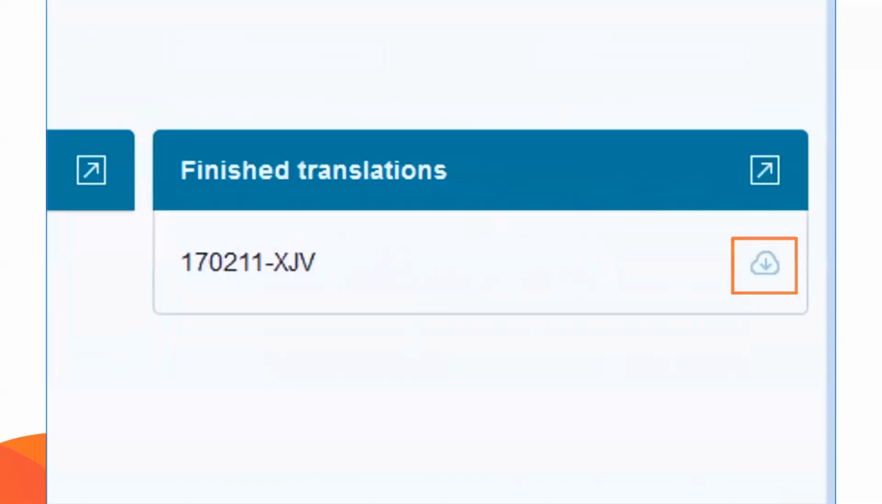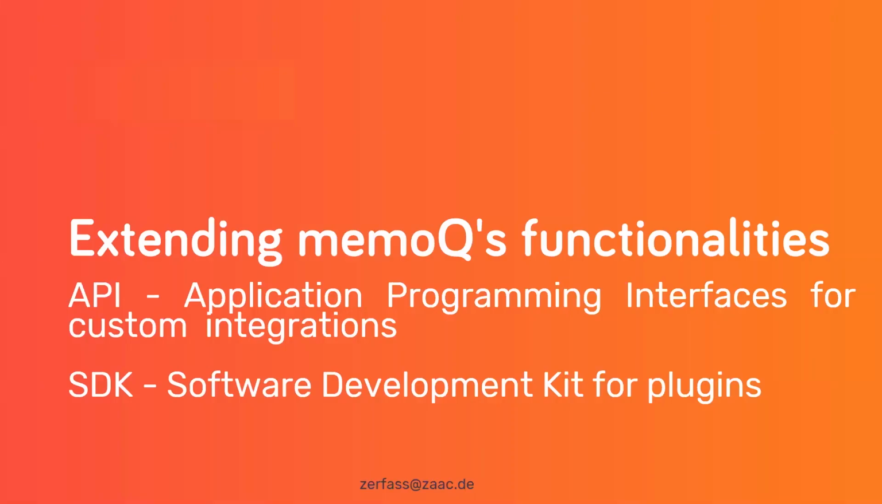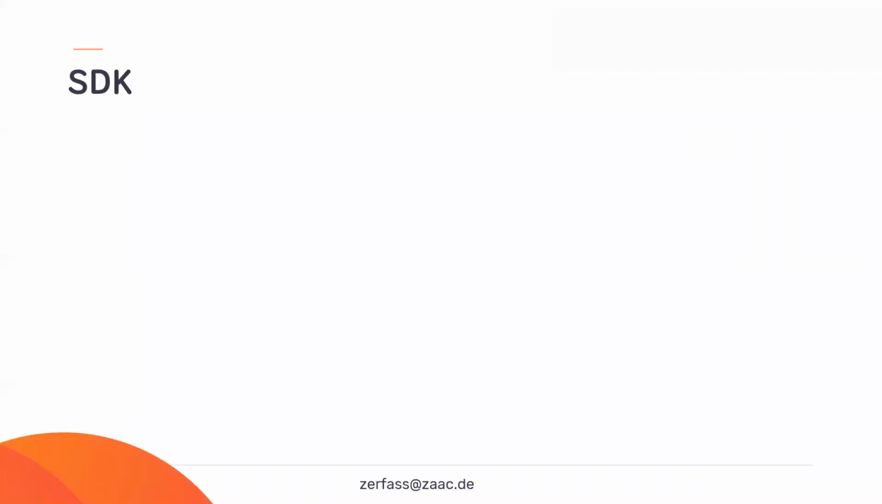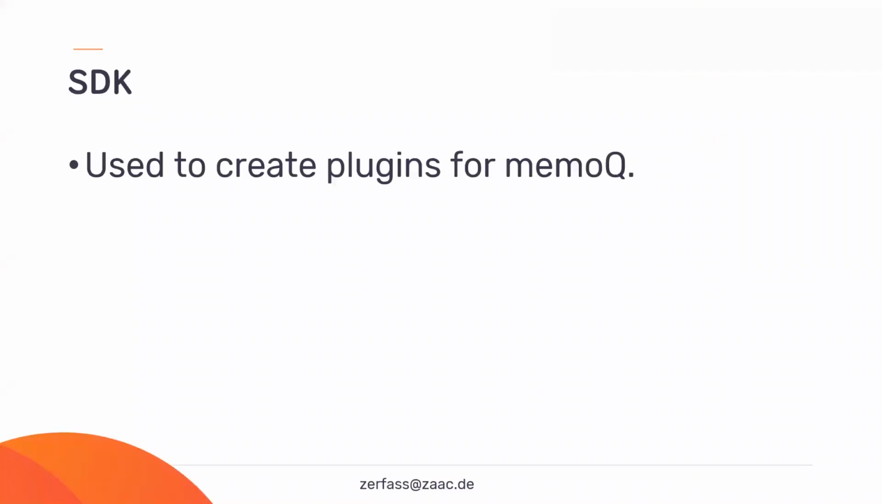So this is something that has been realized with the APIs. And here we come to APIs and SDKs. So API, the application programming interface for these custom integrations between different systems, and the SDK, the software development kit for the plugins. So it's used for the plugins that are, for example, the machine translation plugins and all the other things that we've seen.